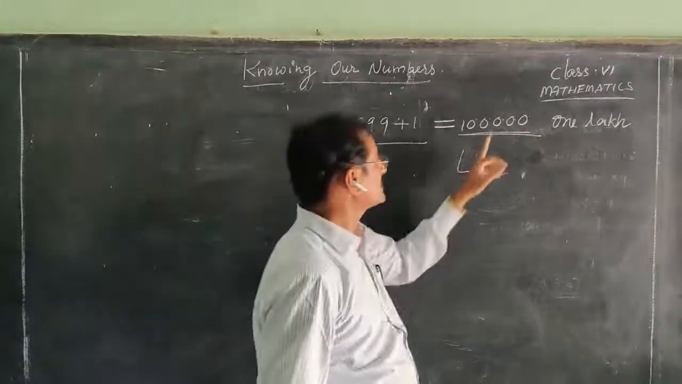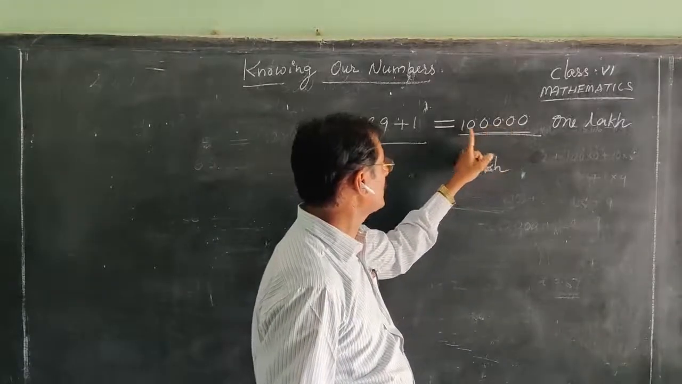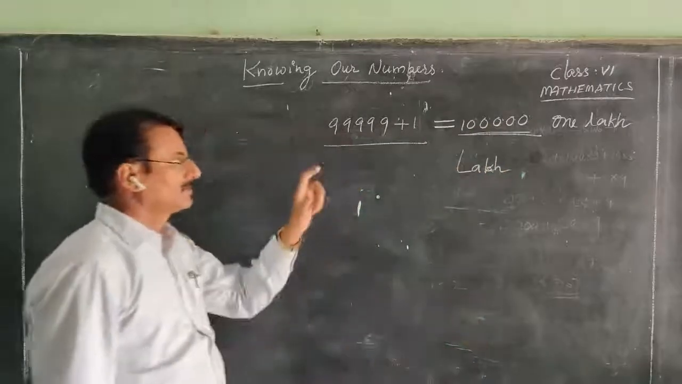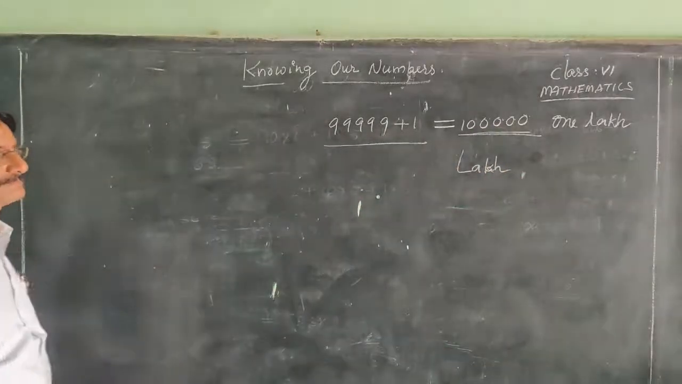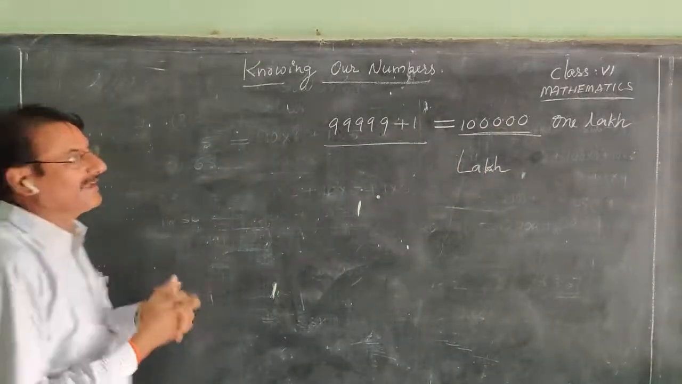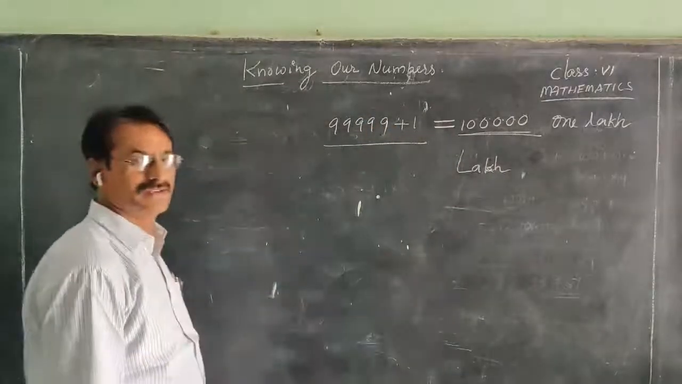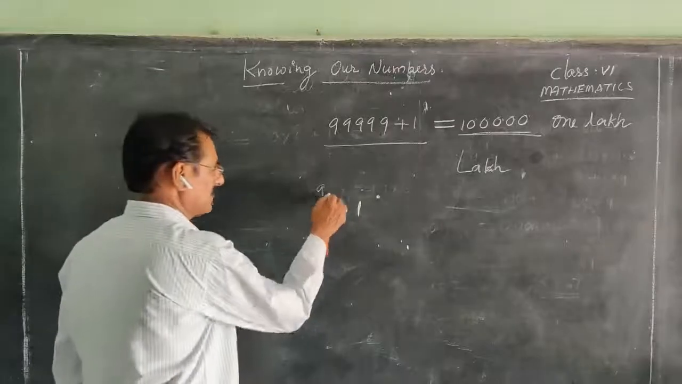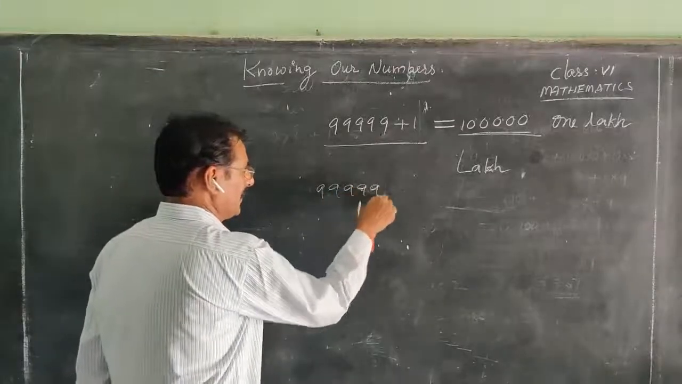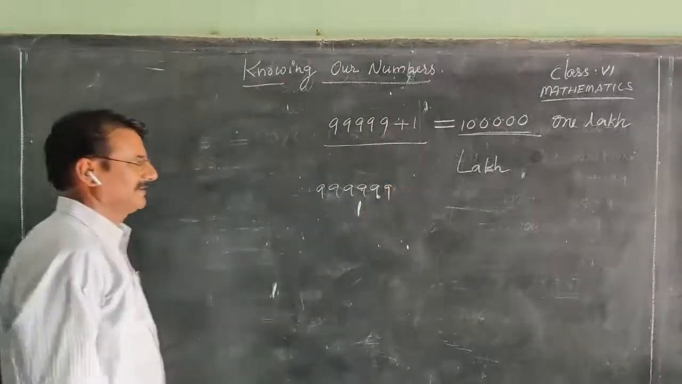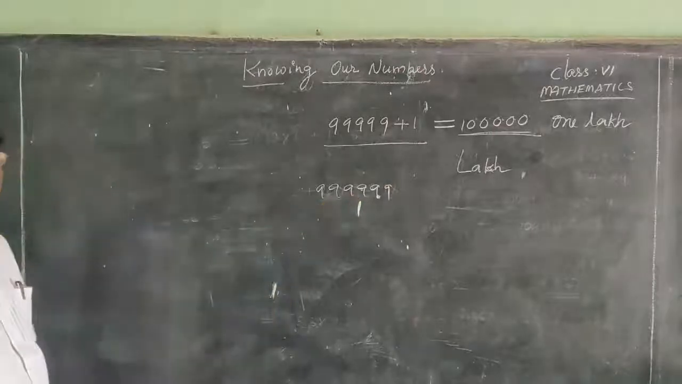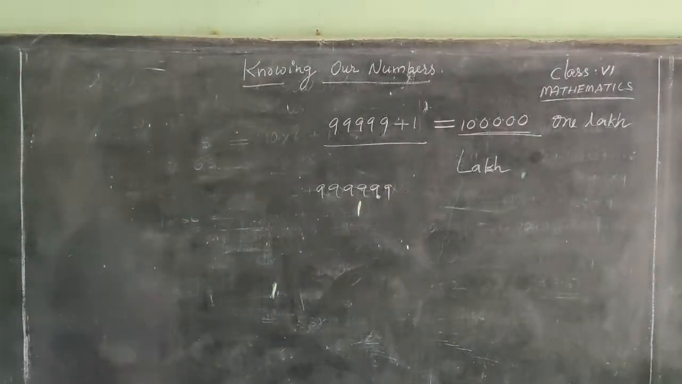The smallest 6-digit number is 1, 2, 3, 4, 5, 6. Now in each place, put 9, like this. It is also a 6-digit number. Can you say the name of this number?